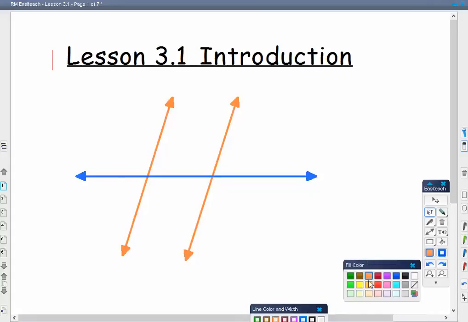In lesson 3.1, we're going to take a look at a situation where parallel lines are intersected by what's called a transversal. So I've got two parallel lines here in orange, right? And parallel lines by definition are two lines that are always equal distance apart and they will never intersect. And these two particular lines are intersected by a third line known as a transversal. And a transversal is simply a line that intersects with a series of other lines.